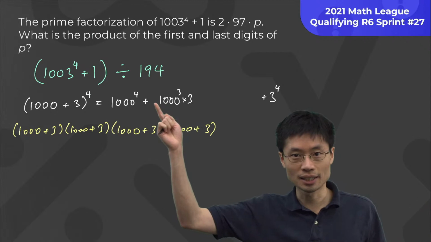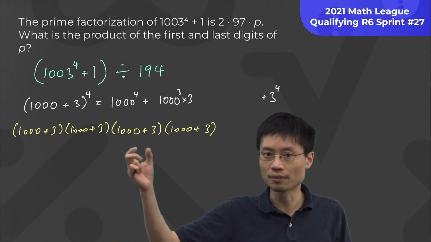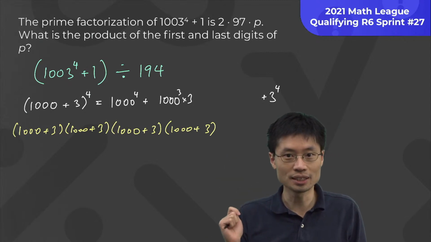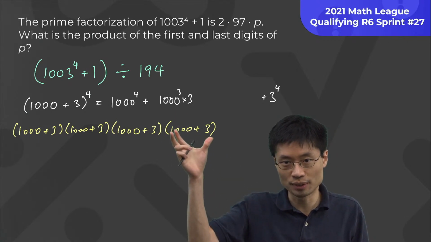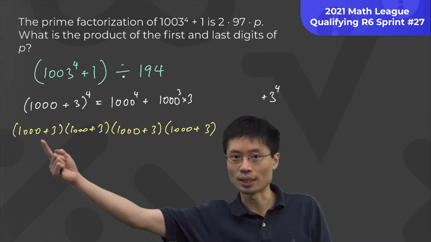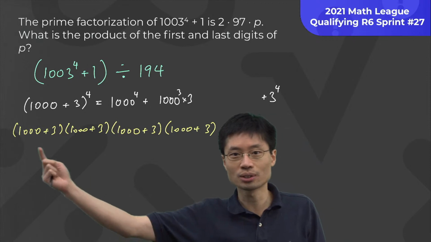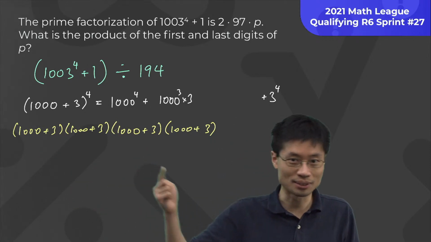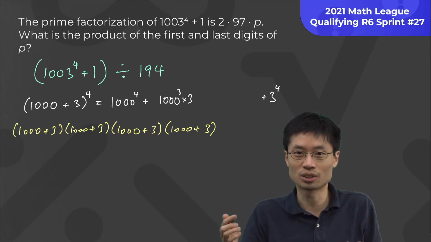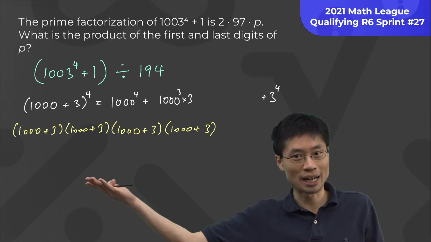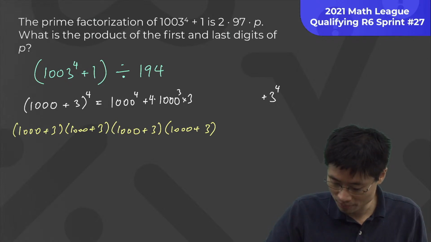Right? Except that I left some space here because if you're going to pick 3 of the 1000s and 1 of the 3s, there's 4 ways to decide which of these brackets you pick the 3 from. Like 1000, 1000, 1000, and then the 3, that's one of these. But you could also do like 3 and then 1000, 1000, 1000. So in fact, what you need to multiply this by is the number of ways that you could choose 1, 3 from 4 brackets. That's 4 choose 1, which is 4, which you can see here.